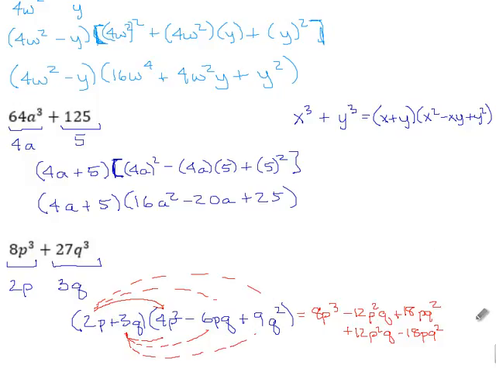And 3q times 9q squared gives 27q cubed. These terms are going to cancel out. These terms are going to cancel out. And what remains? Look at that. 8p cubed plus 27q cubed. It works.